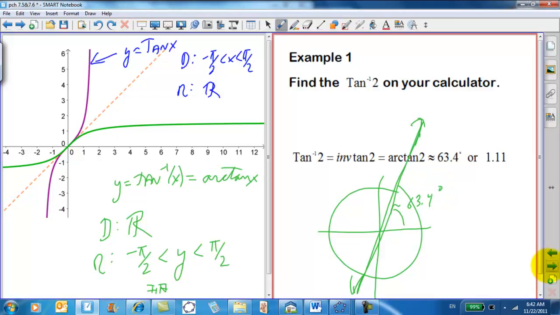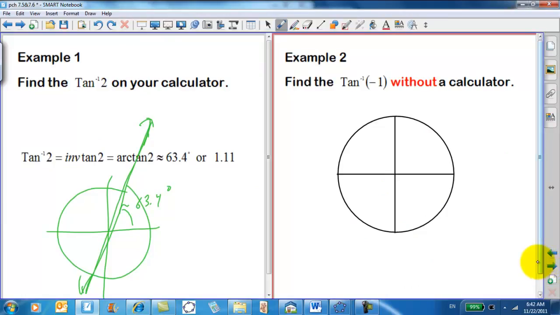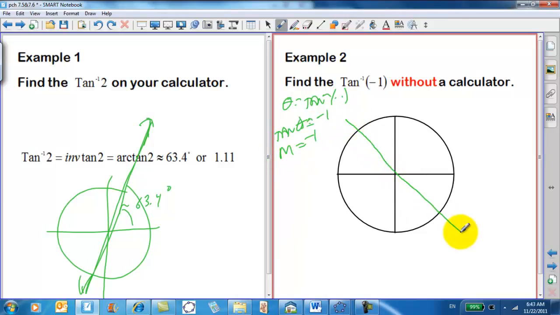Remember, tangent being y over x is the slope of the line that goes through 0, 0. The slope of that terminal side of the angle. That's going to help us find the inverse tangent of -1 without a calculator. So that means the slope, this will produce some angle. Theta will equal the inverse tangent of -1, and the tangent of that angle theta will equal -1. So the slope of the line will equal -1. So we put a -1 slope in here.